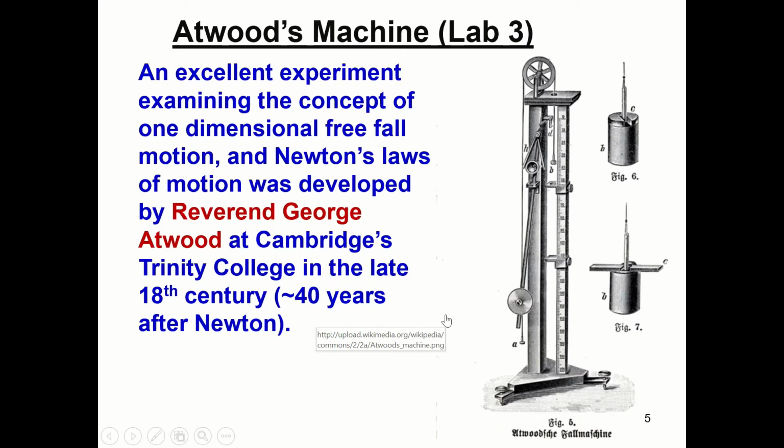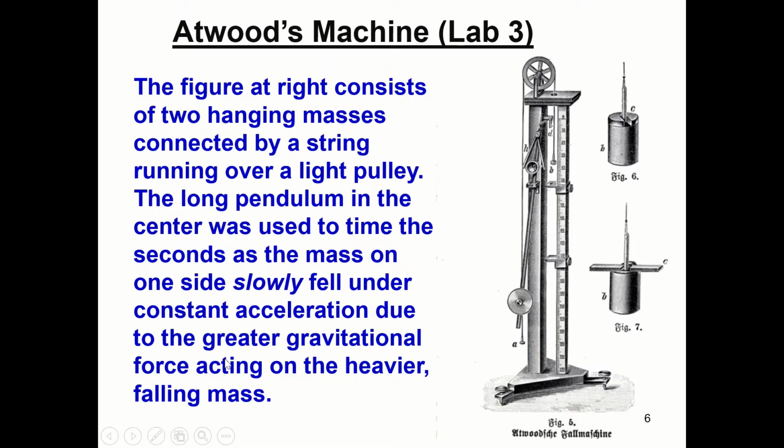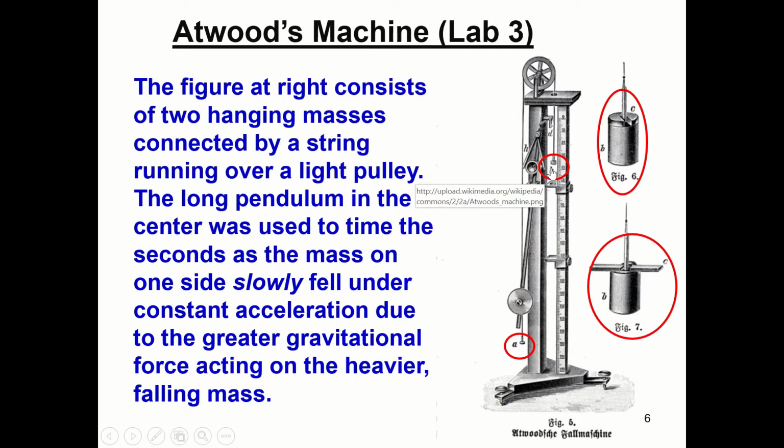So this is the original diagram of what Atwood himself may have used at Cambridge Trinity College in the 18th century. He came along about 40 years after Newton. What it allows us to do is measure the rate that objects are accelerating due to the force of gravity and nothing else.